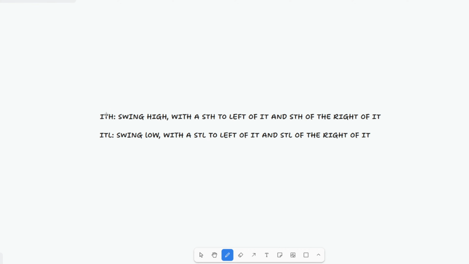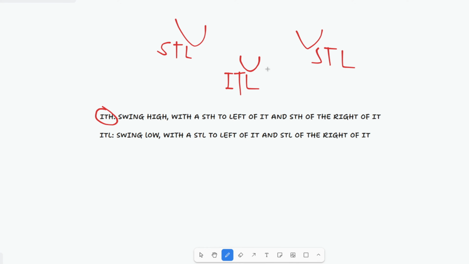Because an intermediate term high, right here, is a swing high with a short-term high to the left of it and a short-term high to the right of it. So if we have this short-term low, this short-term low, and this short-term low, this right here becomes an intermediate term low, while this here is a short-term low, and this right here is a short-term low. Okay, so this over here is an intermediate term low.